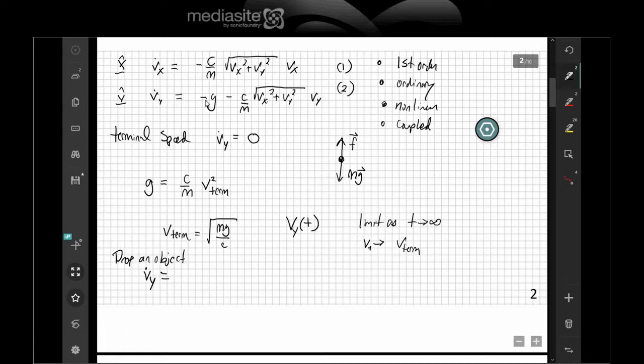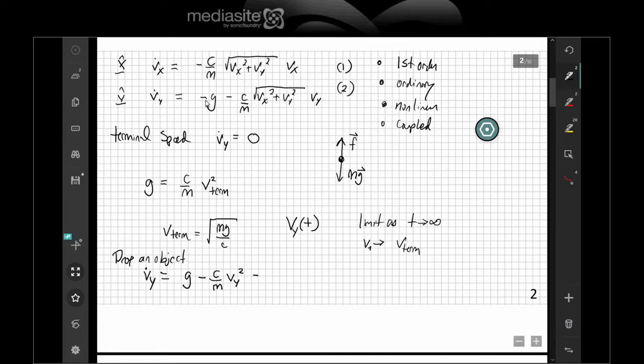So what I'm going to get here is g, because when I drop the object, I'm actually flipping my coordinate system so it goes down. And then I'm going to get, again, I have to have the minus there because it opposes. If these were the same sign, then that would have a problem. C over m, Vx is equal to 0, and then I'm going to get Vy squared. Okay, so that's the differential equation I want to solve.